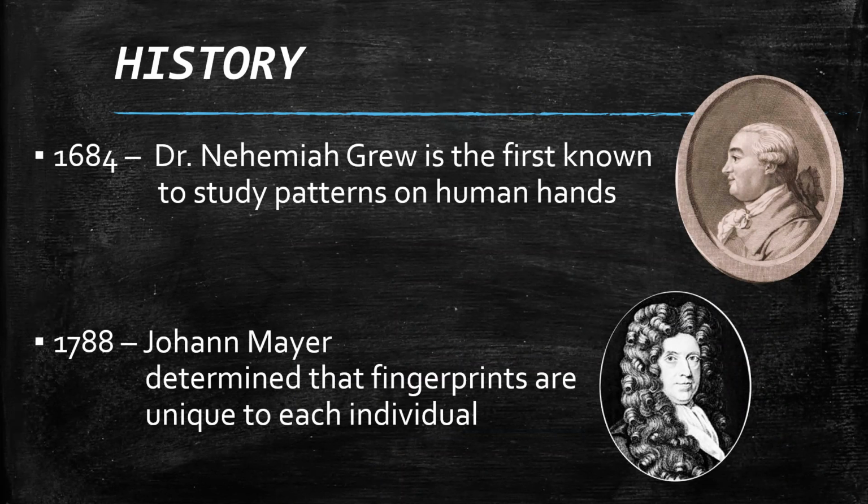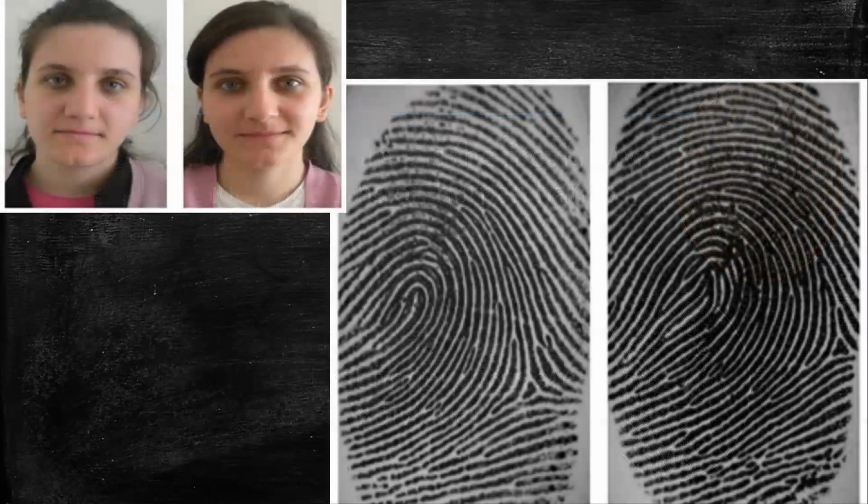So DNA is unique to each individual unless you're identical twins. Identical twins have the same DNA because they were split from the same egg. Fingerprints, however, are unique to every individual. So even identical twins do not have the same fingerprint. So for example, these are just two identical twins.